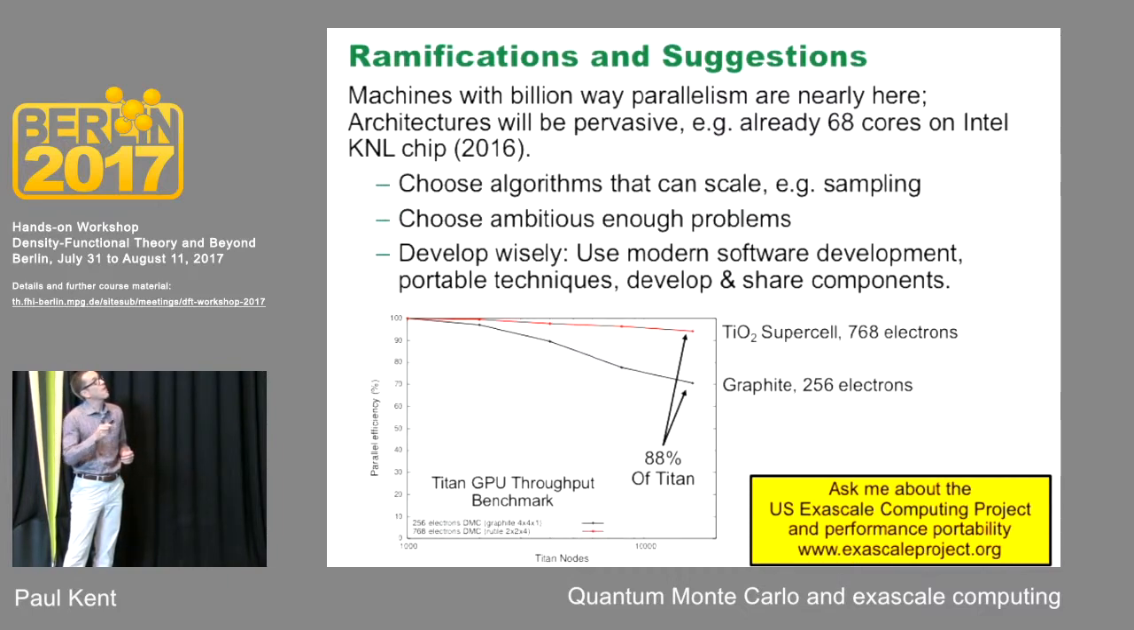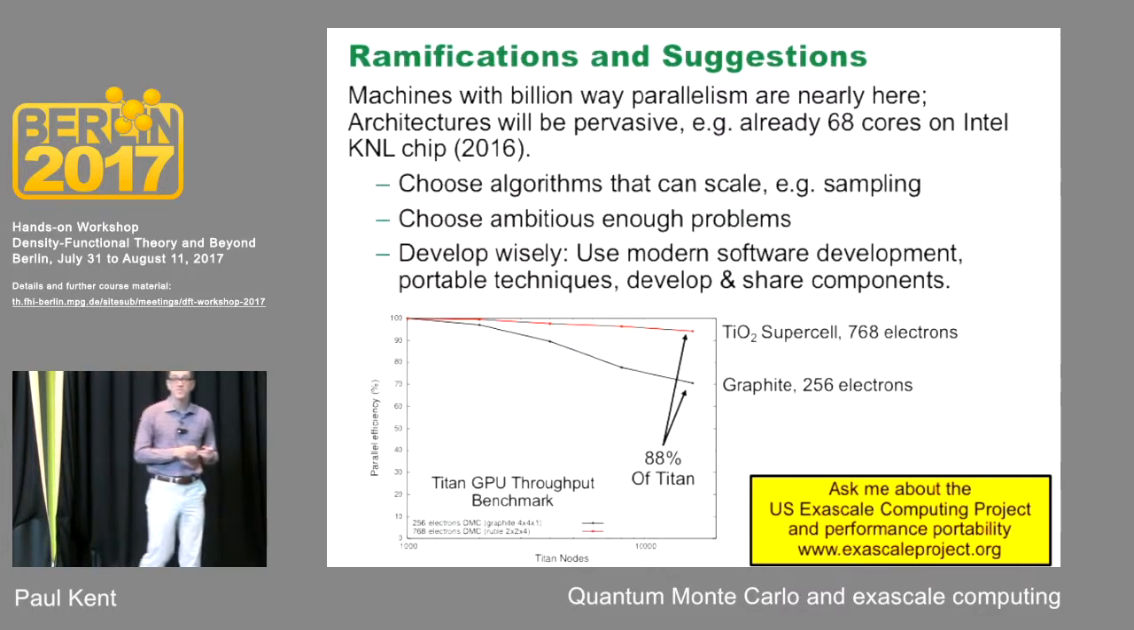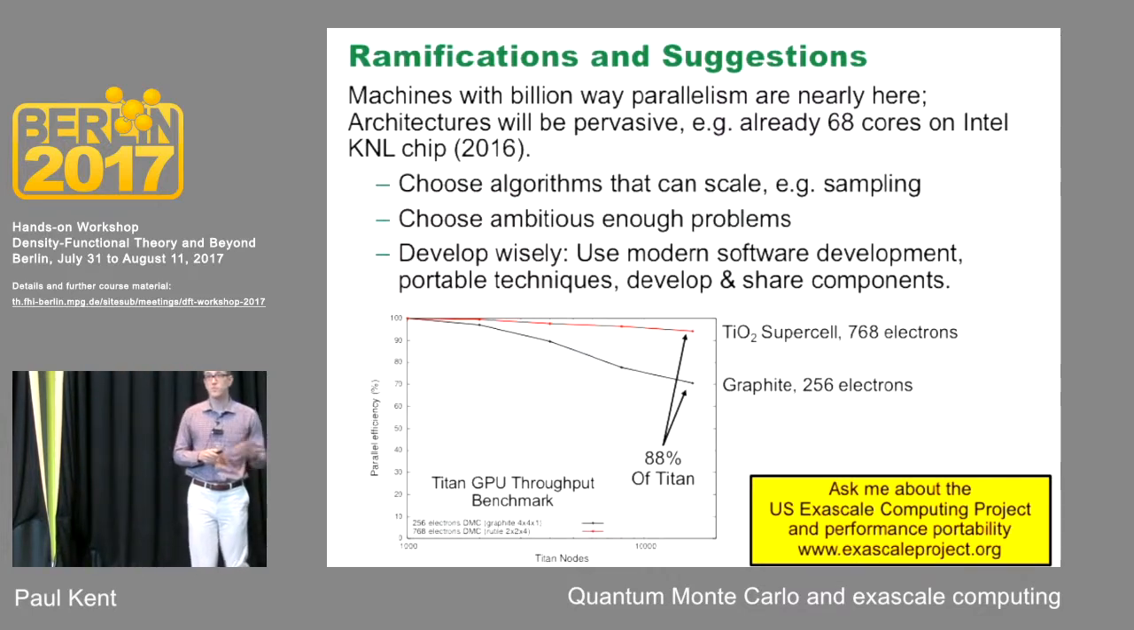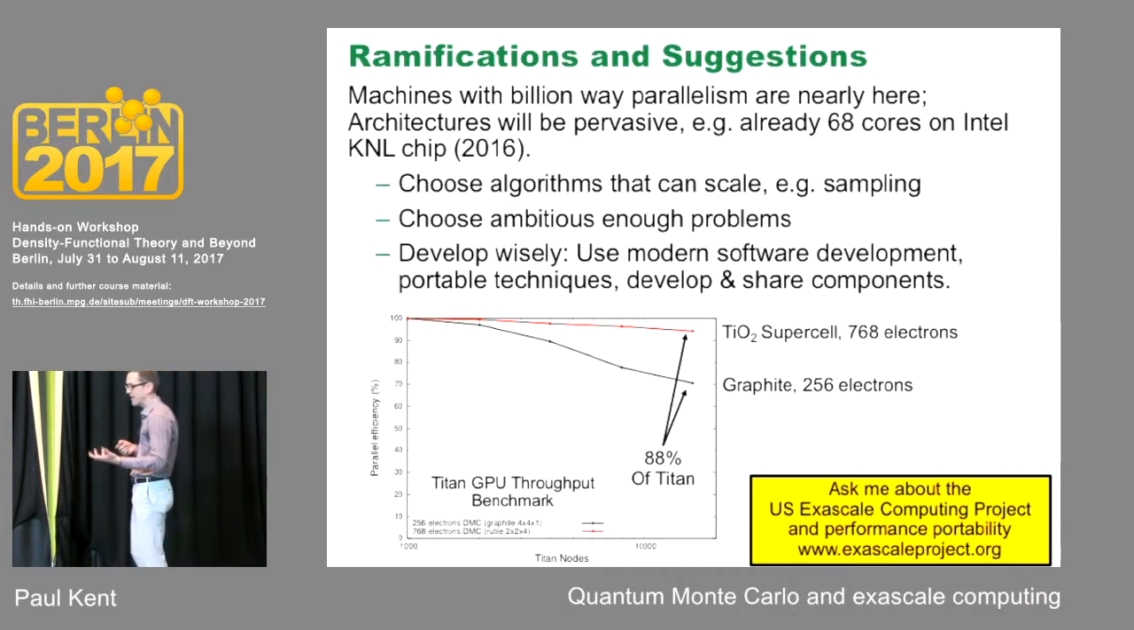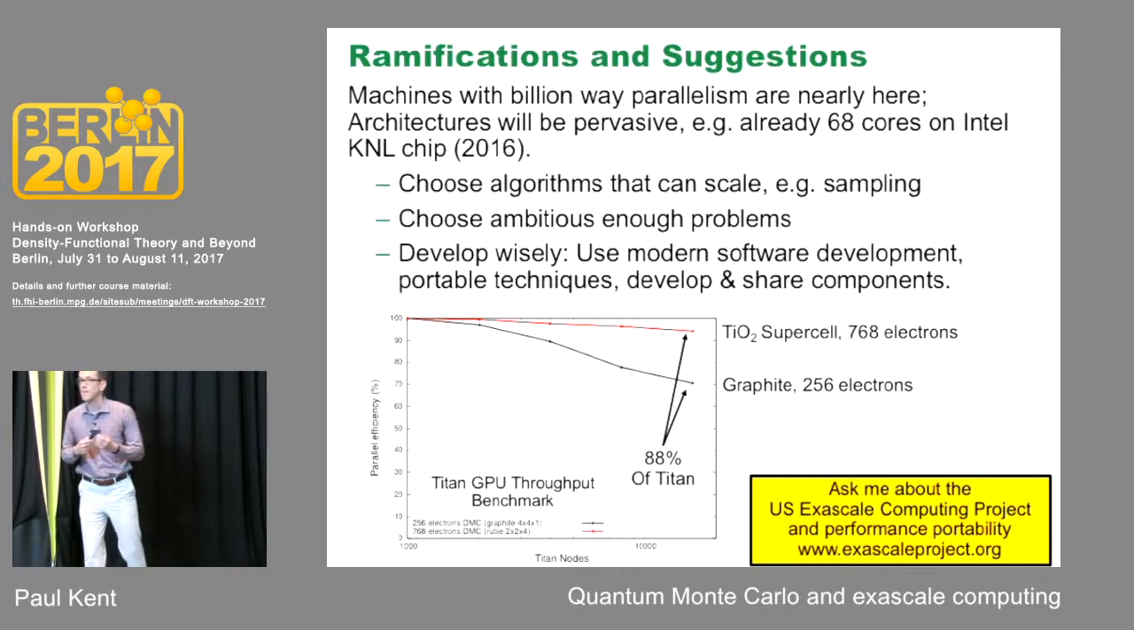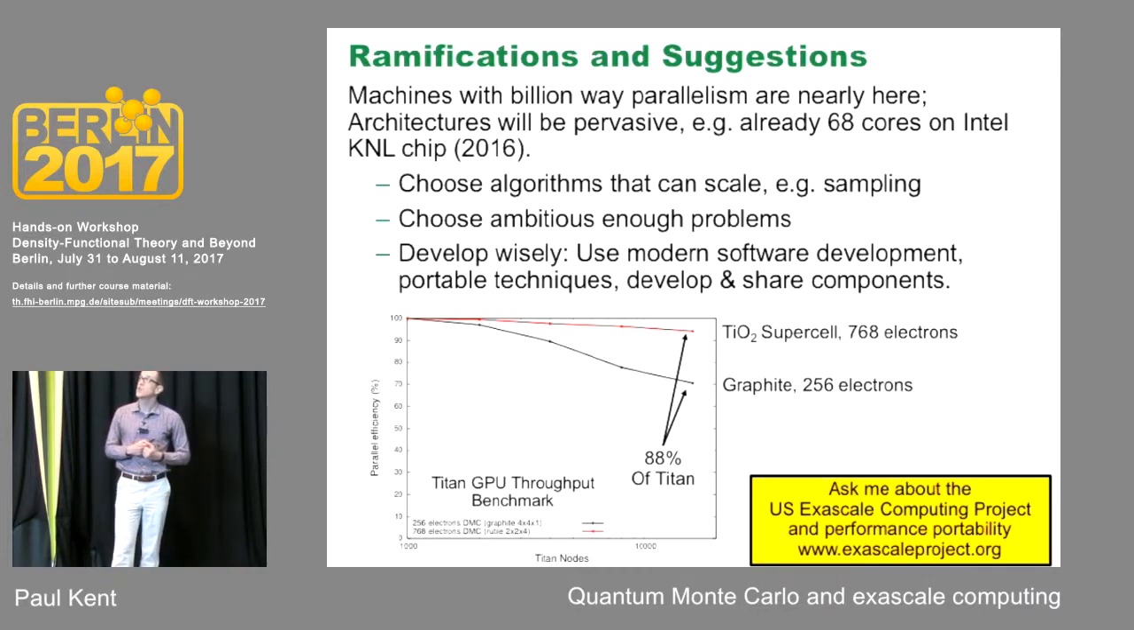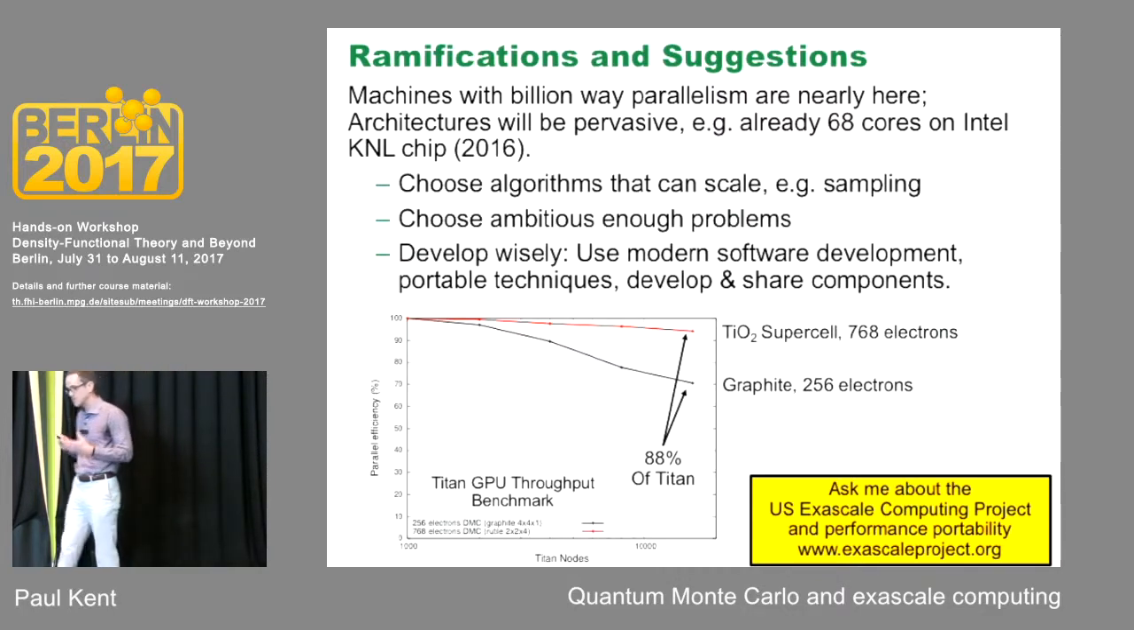So what I encourage you to think about is algorithms that can scale. For example, sampling algorithms do this very well, so if we're doing Monte Carlo, this works well. If we're doing free energy surface exploration with metadynamics of some flavor, that certainly makes life easier. Some forms of data analysis also map very well onto these machines. Parallel in time molecular dynamics can also exploit these machines.